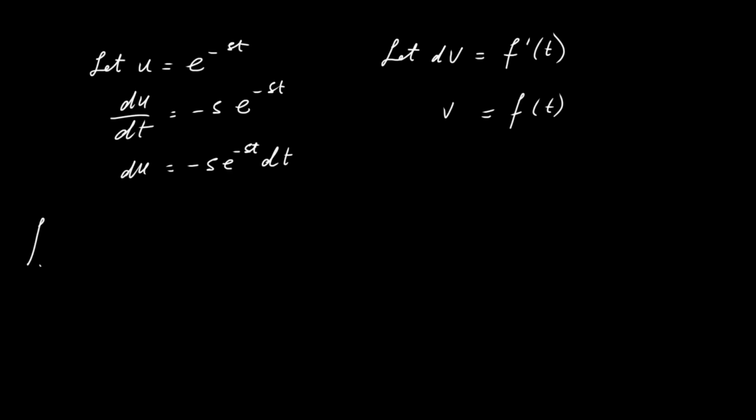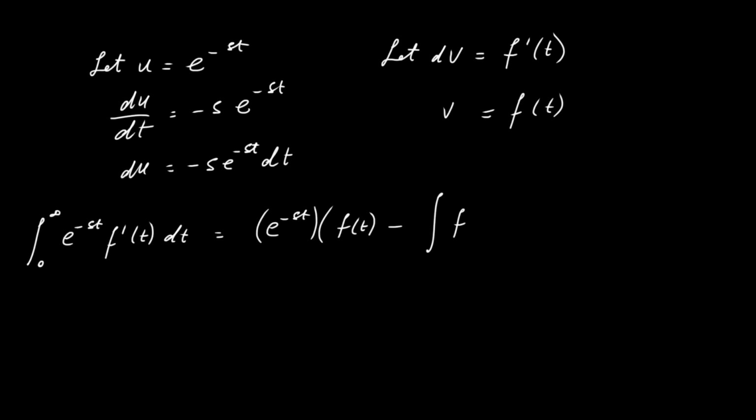So our integral from 0 to infinity of e to the power of minus st f prime of t dt is equal to u times v. Well, u is e to the power of minus st, v is our function f of t, minus the integral of v, which is f of t, times du, which is minus s e to the power of minus st dt. Okay, so let's just simplify this a little bit.